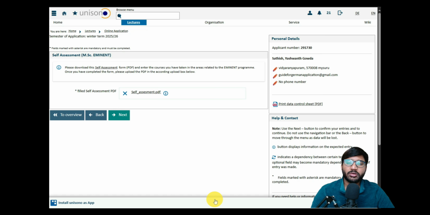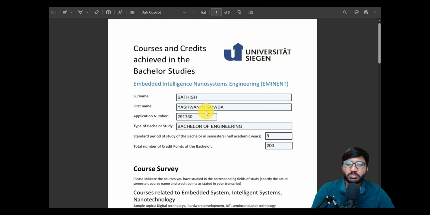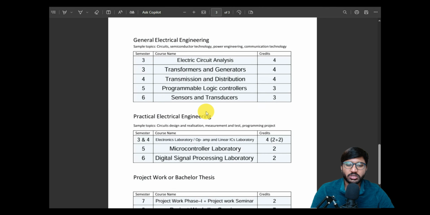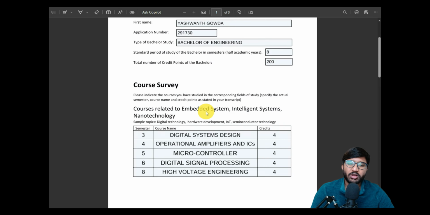So I noted this as University of Siegen, this particular course, only filling the self-assessment PDF. In this step, we got to know that there is a self-assessment PDF which you have to fill and attach. This PDF contains the courses and credits achieved in your bachelor studies, and this is how I have filled it, but I will explain everything.